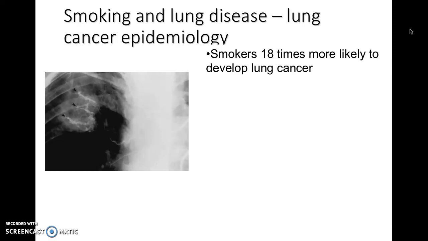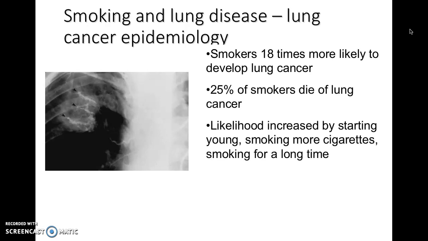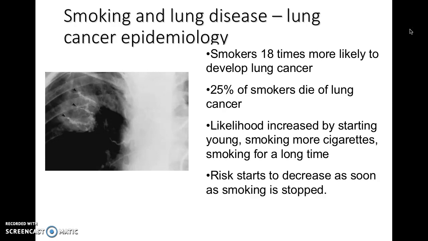Smokers are 18 times more likely to develop lung cancer. This is mostly due to tar. 25% of smokers die of lung cancer. The likelihood increases by starting young, smoking more cigarettes, and smoking for a longer time. So basically, if any of you are currently smoking cigarettes, stop. The risk starts to decrease as soon as smoking is stopped.